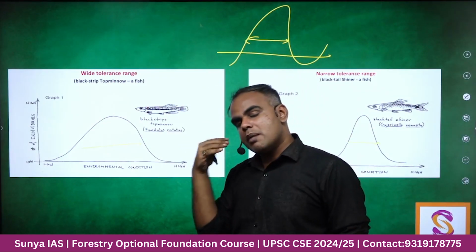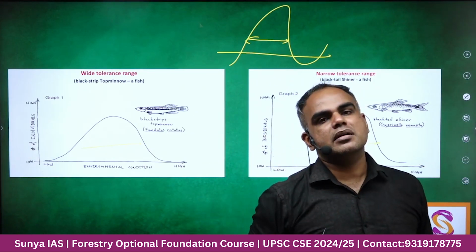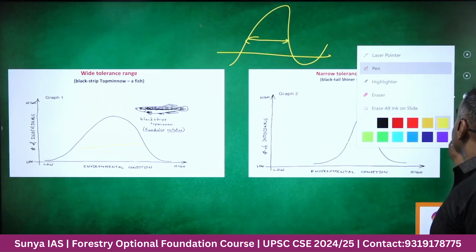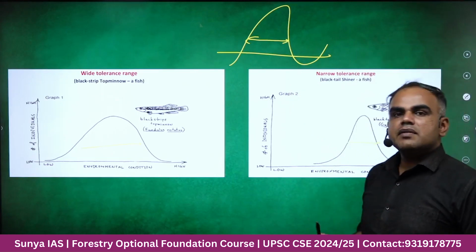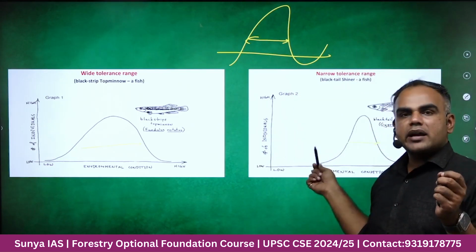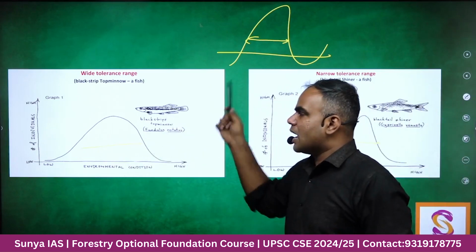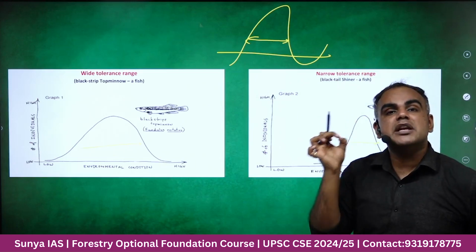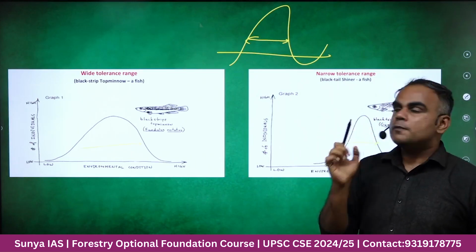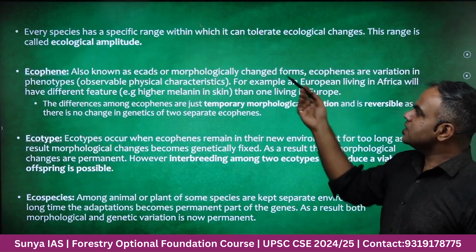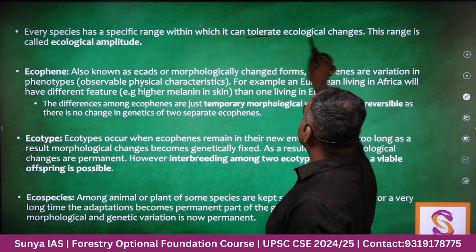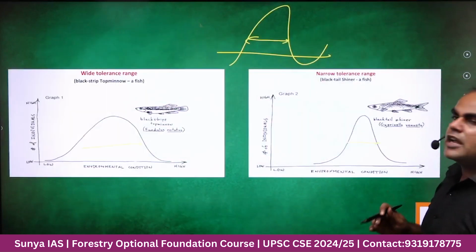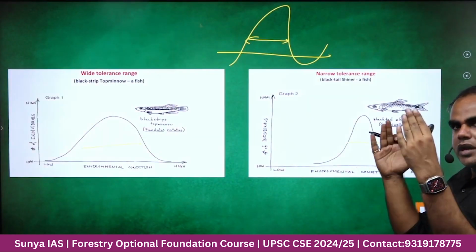By the way, ecological amplitude was also asked in the IFS mains exam. So here also please put a star mark. What we are discussing is ecological amplitude, and please draw two diagrams. In one, show a big range and highlight 1 and 2 and show that 1 has a bigger ecological amplitude. What is ecological amplitude? It is basically the range within which a species can tolerate ecological changes.